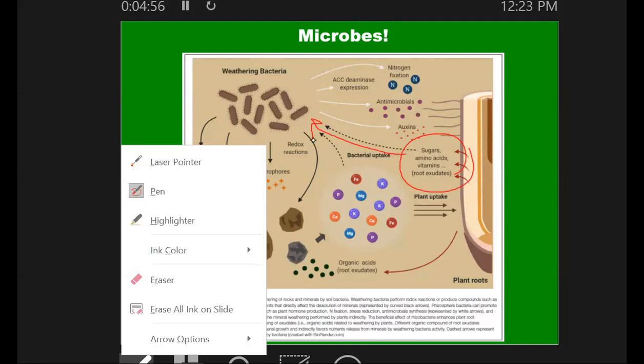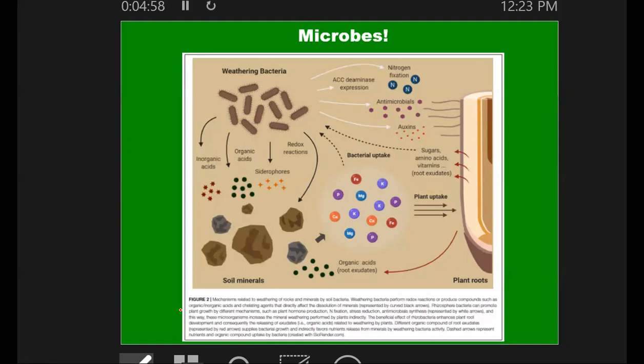And then you can see that you have the bacteria. You can see all these black lines coming off the bacteria. So they're trying to say that bacteria have a lot of options, a lot of strategies to get these minerals, to get the cations off of the minerals. Okay, and then they're showing that the plants can then take those up.